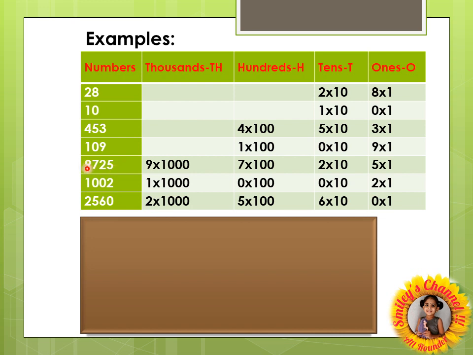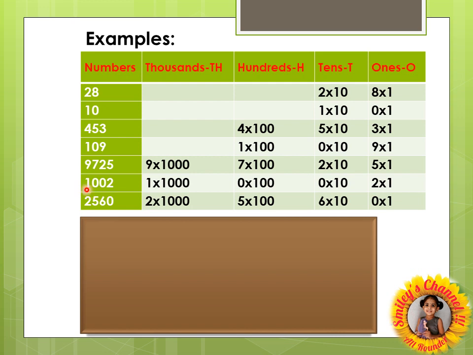9725. 9 is in thousands place. 7 is in hundreds place. So 7 into 100. So 2 is in which place? Tens place. So 2 into 10. Whereas 5 is in ones place. So 5 into 1. Again I am showing you with 4 digit numbers with zeros.